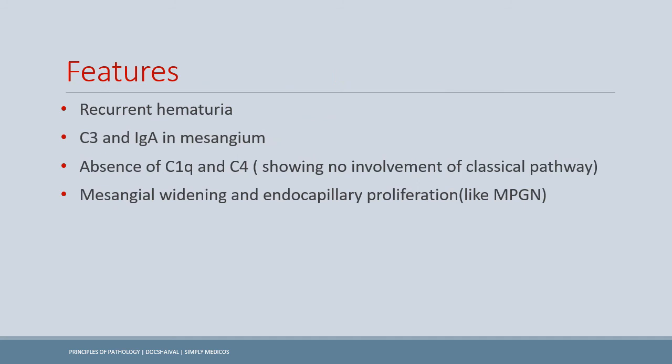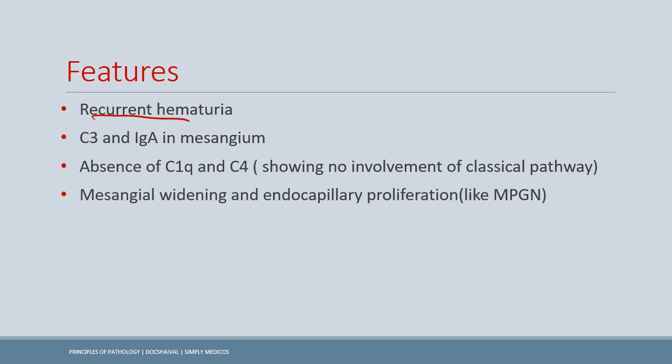Now, recurrent hematuria, as I've already mentioned, because the infection clears and then they have the nephropathy. And we have C3 and Ig deposits in the mesangium. Now, to differentiate between the MPGN, which is actually a nephrotic syndrome, membranoproliferative glomerulonephritis, in that we have the C1q and the C4, which are deposited in the mesangium. Why? Because it involves the classical pathway also.